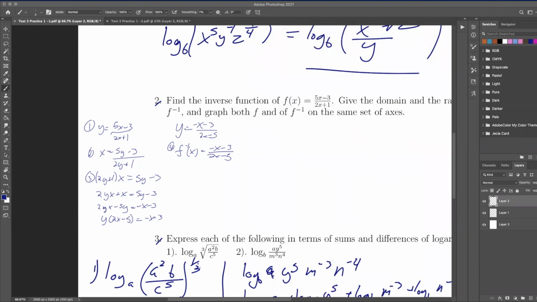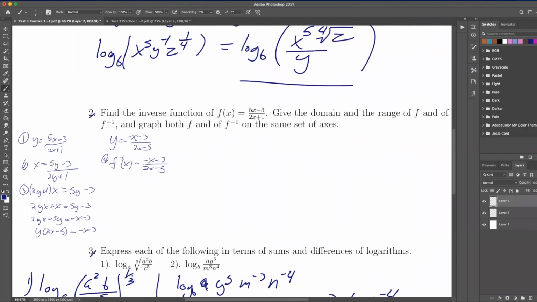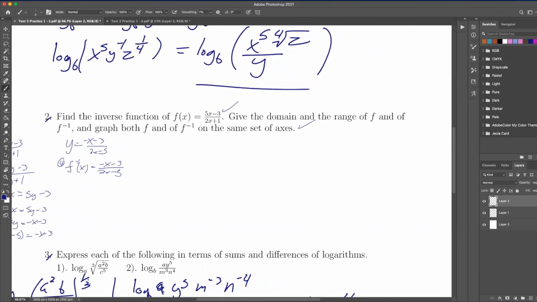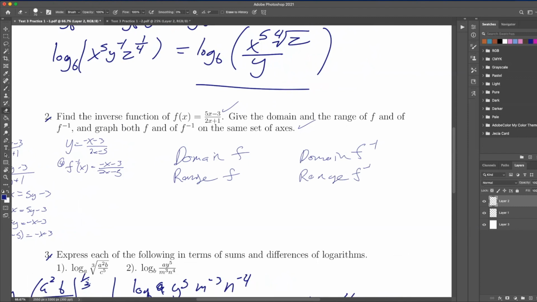So let's check off what we've done real quick. We found the inverse. Check. We graphed them both on the same axis. Check. So we need to find the domain and range. We're going to have the domain of f, the range of f, the domain of f inverse, and the range of f inverse. Let me tell you something. Let me write this slightly differently so I can draw stuff where I want to draw stuff.